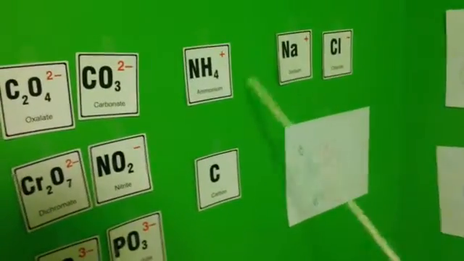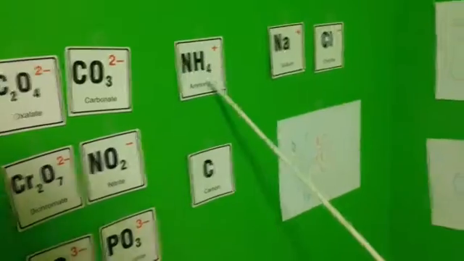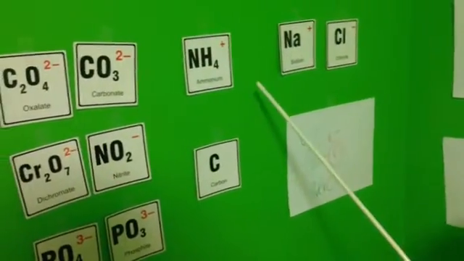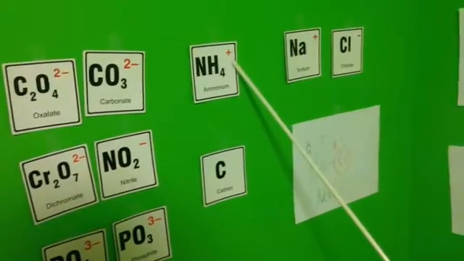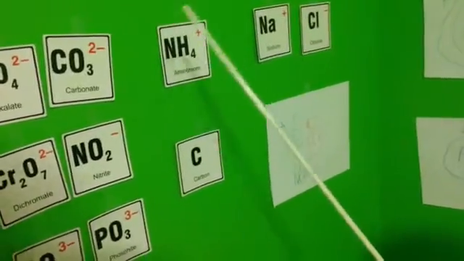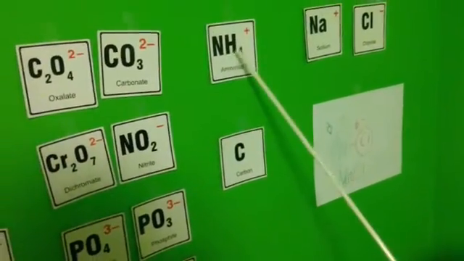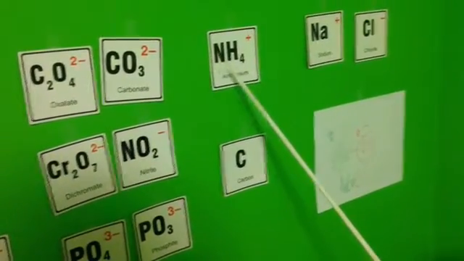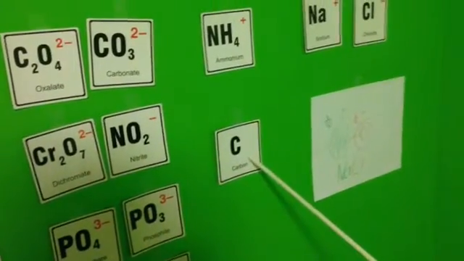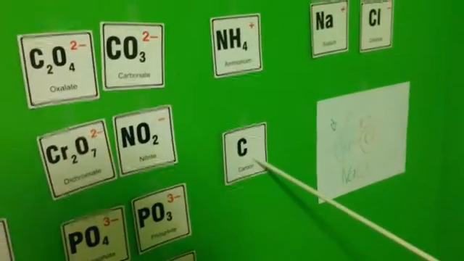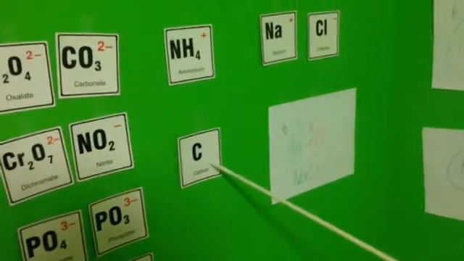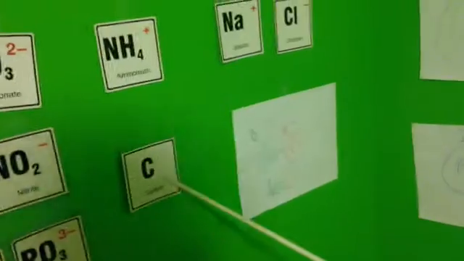Here is the only polyatomic ion that is a plus. It's like hydronium, H3O, but this one is NH4, ammonium. And when it loses a hydrogen, it's called ammonia. And then nitrogen is not an ion anymore. Here's carbon. It doesn't make any ions because it doesn't have a 4+. So it doesn't make anything.